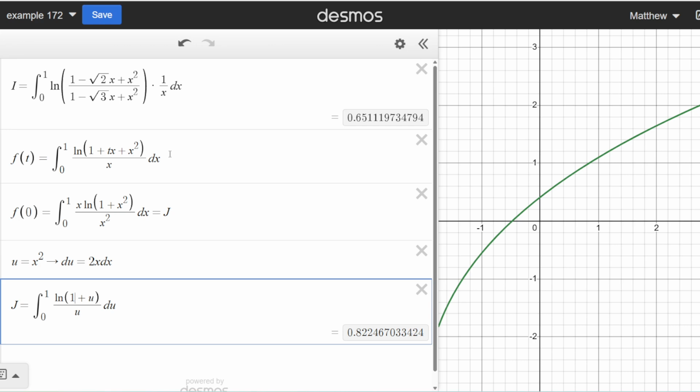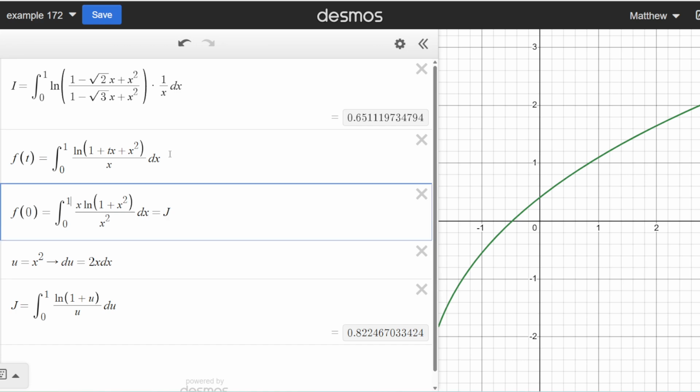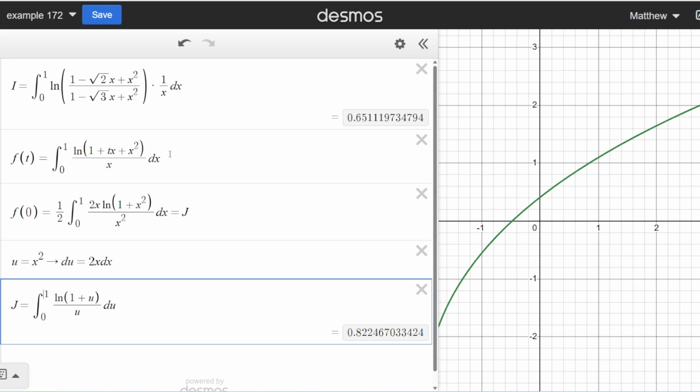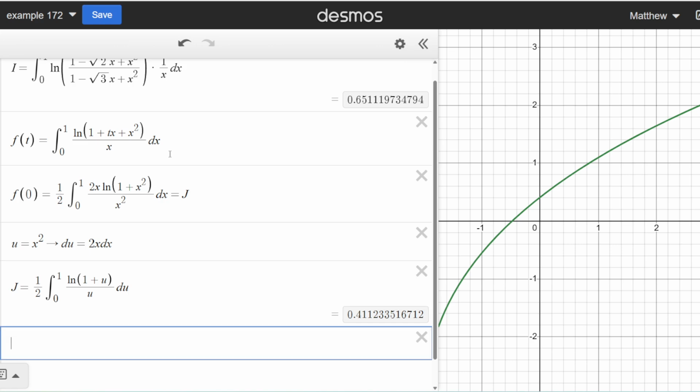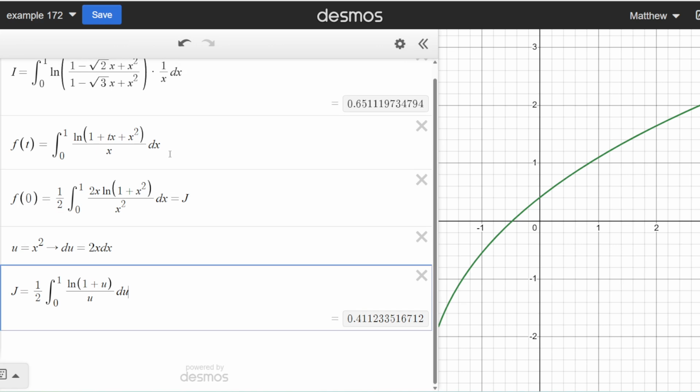Oh, I forgot something. We actually need a 2x dx, don't we? Yeah, 1/2. There we go. So this should be actually 1/2. And we'll just make sure that that actually is f of 0. It is. Okay. So how do we solve this one?